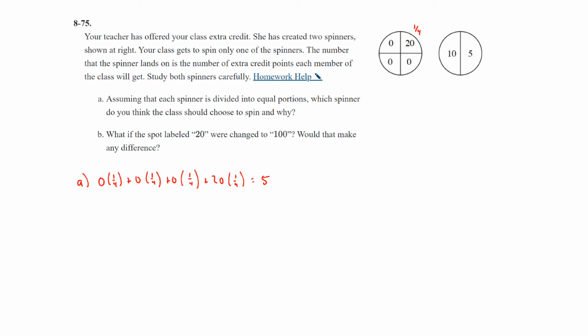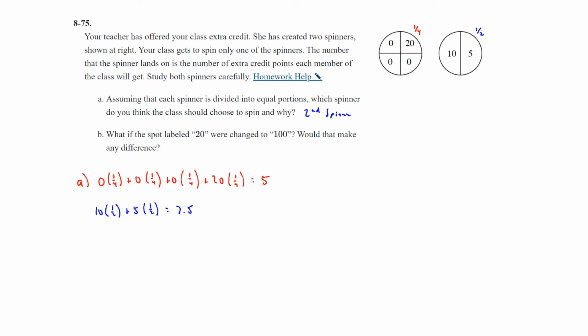So when you add that up, you get 5 is what you would be expected to get over many, many spins. Now, it is already looking better that the second spinner, we really don't even need to do the second one because your lowest that you can get is already 5 without any zeros. So if you want points, no matter what, you would pick the second spinner. But we'll go ahead and do it. So if we do half, we can take 10 times a half plus 5 times 1/2. So that's going to be 5 plus 2.5, so 7.5. So the second spinner is definitely going to be the better spinner in terms of the expected value.